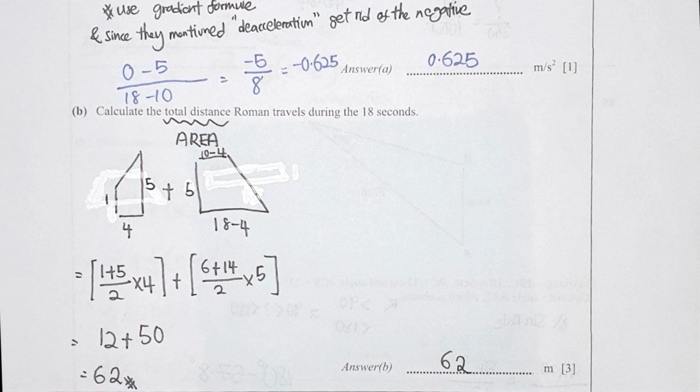For the speed-time graph, question B, to identify the total distance, simply take the area calculation. I basically split this particular graph into two parts, two different trapezium, and I utilize the trapezium formula to identify your final answer as 62.